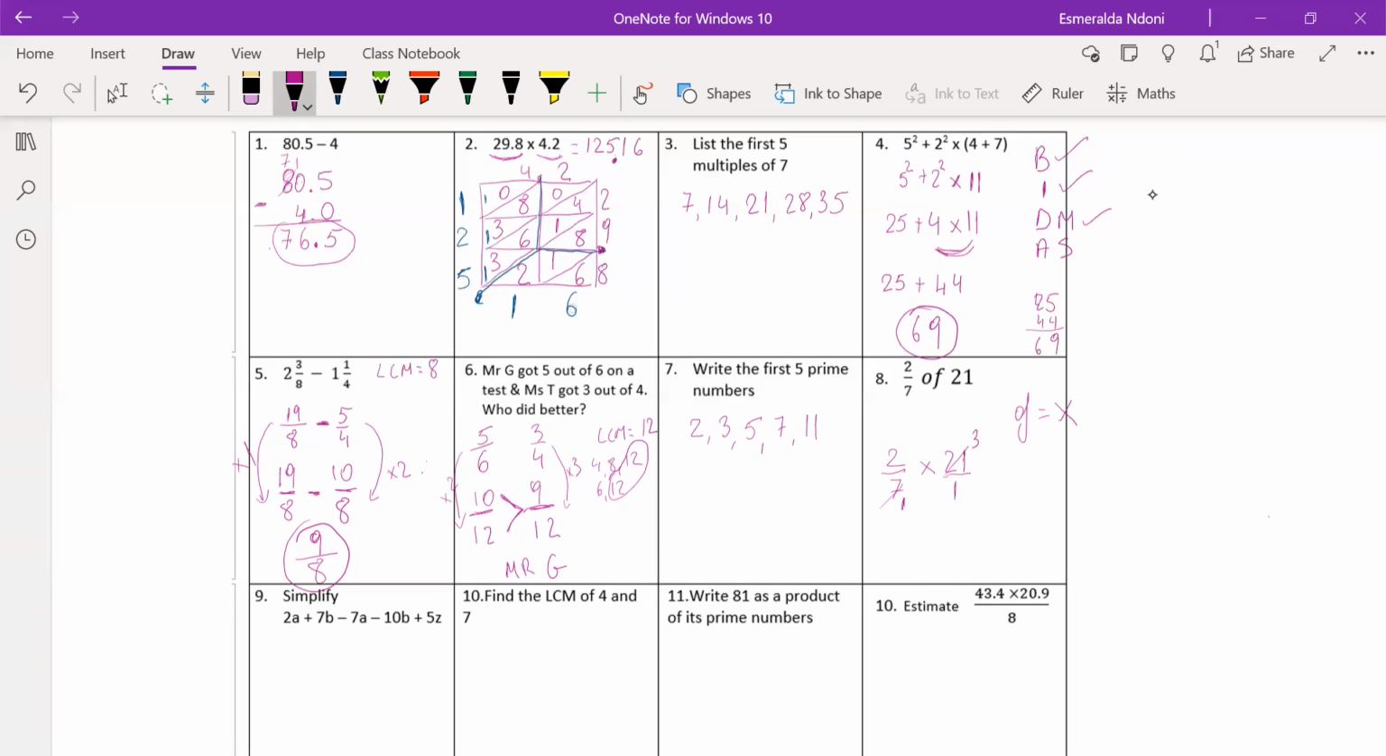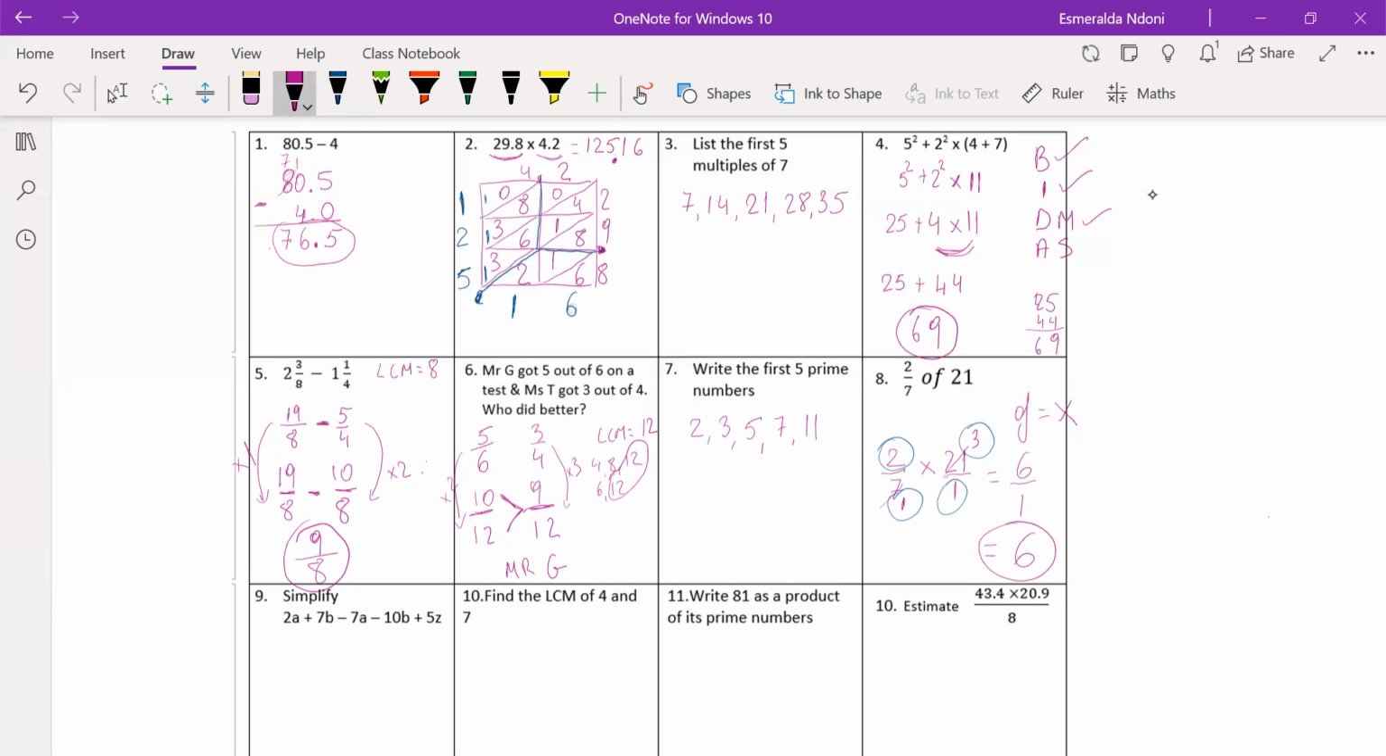21 divided by 7 is 3, and 7 by 7 is 1. Now all I'm left with is the 2. 2 is still there, and I'm left with a 3, and I'm left with the 1s that are on the denominator. 2 times 3 is a 6, and 1 underneath. So the answer is just 6. 2 sevenths of 21 is 6.